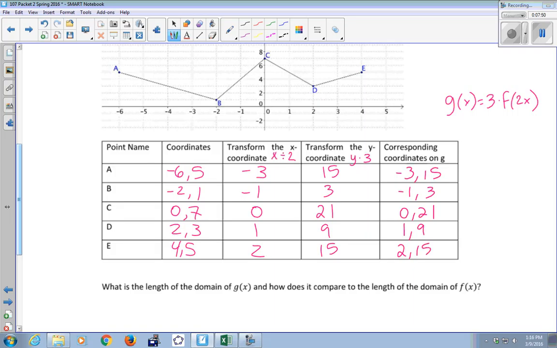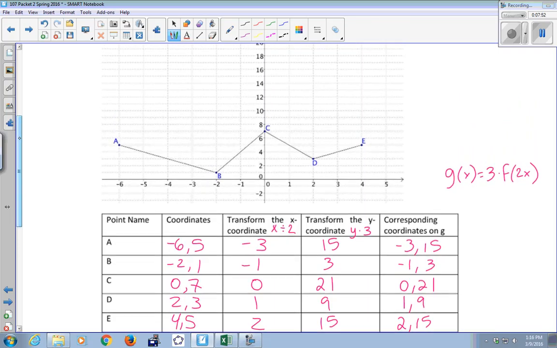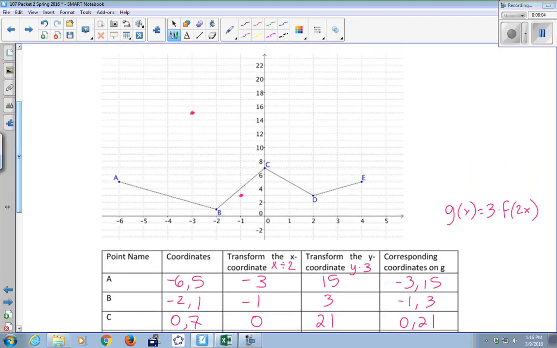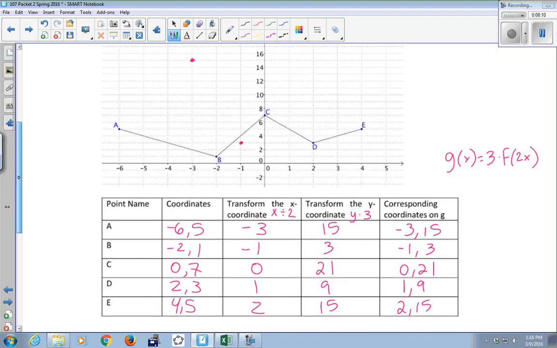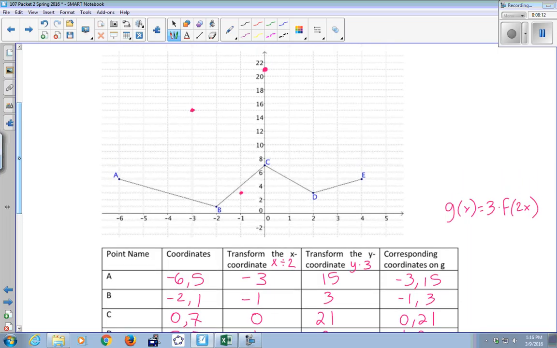So I'm going to plot those. (-3, 15), (-1, 3), (0, 21), (1, 9), and (2, 15). I'm going to connect those.